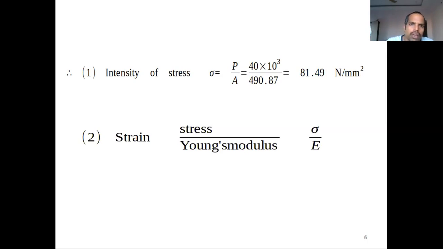Strain is equal to P by AE. Like that also you can calculate. So do one more calculation, just check the answer in another way. You will get both answers correct and the same. Otherwise there will be some calculation mistakes on your part.